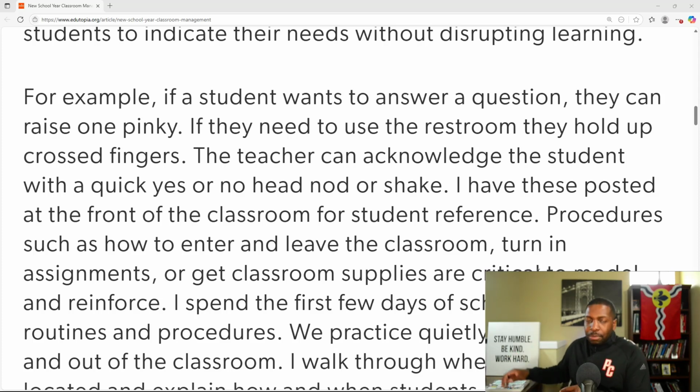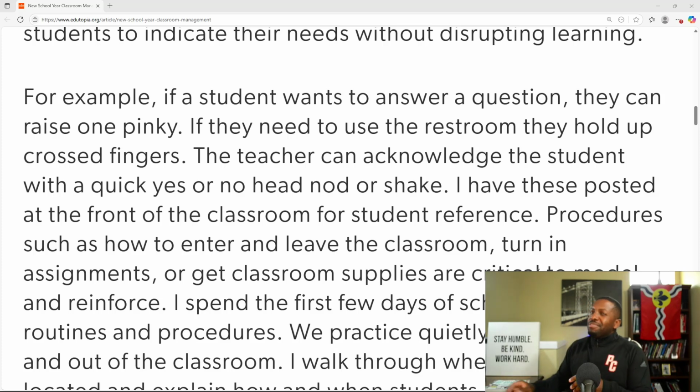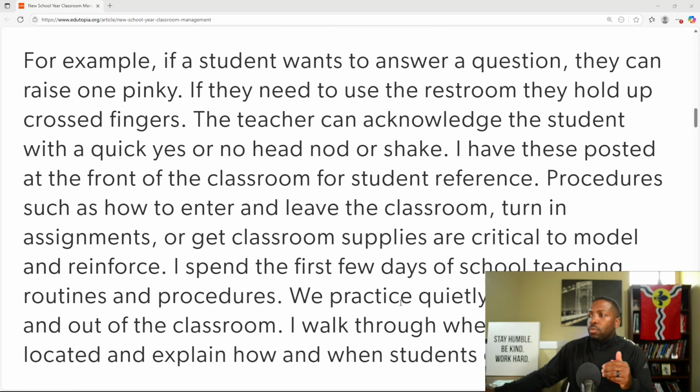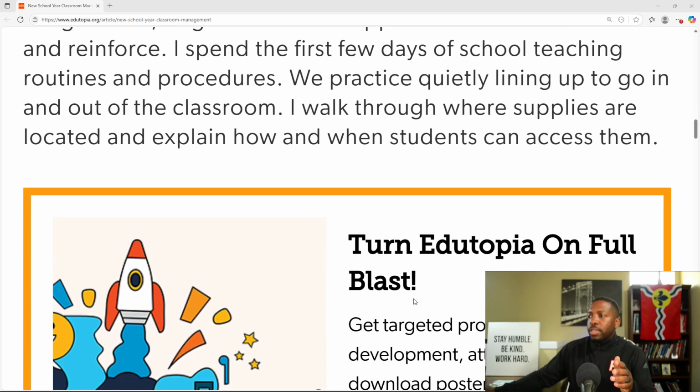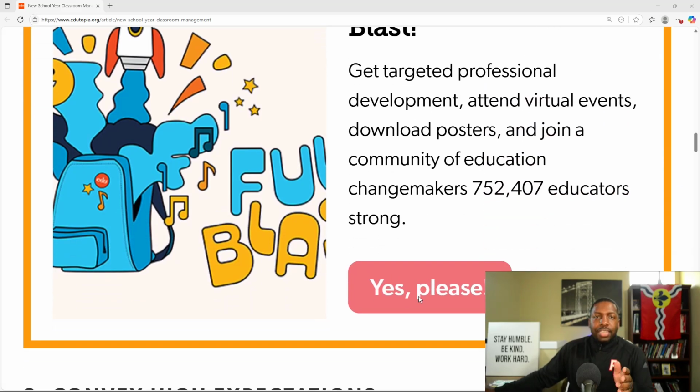So don't let some guru come to your school and tell you that, hey, I found the answer. This is why your kids aren't learning. No, there's nothing new. So have procedures. We practice quietly lining up to go in and out of the classroom. I'll walk through where supplies are located and explain how and when students can access them. Very, very important. And yes, it takes a little bit of time on the front end modeling these things and going through them, but the time is time well spent, so they understand and it becomes more of a habit for them, and there's less distraction of your lesson.